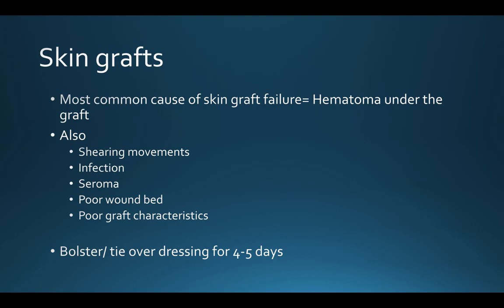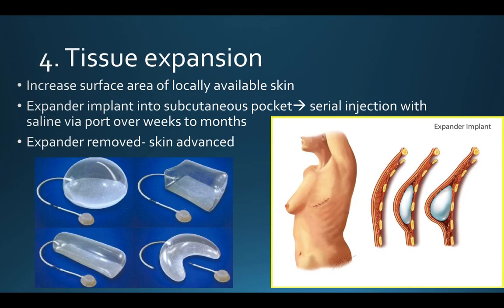Other complications are shearing movements, infections, seromas, poor wound beds, poor graft characteristics. That's why they often do this bolster or tie over dressing for 4 to 5 days, which is where they put a big bulky dressing in the middle and then tie sutures at the corners or edges of the graft and then tie those over top of the dressing to keep it pressed down on that skin graft.